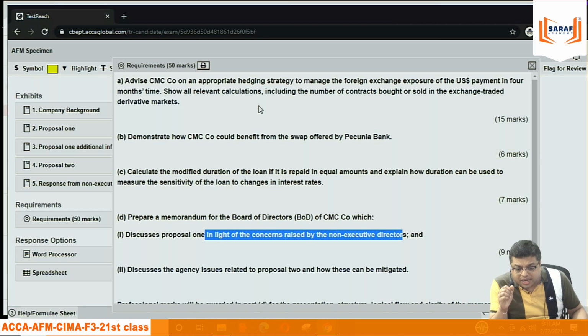And the 7 marks is greater than 6 marks. So in point number C, calculating modified duration, I don't think it will take much time, but you will have to write it well in point number C also.